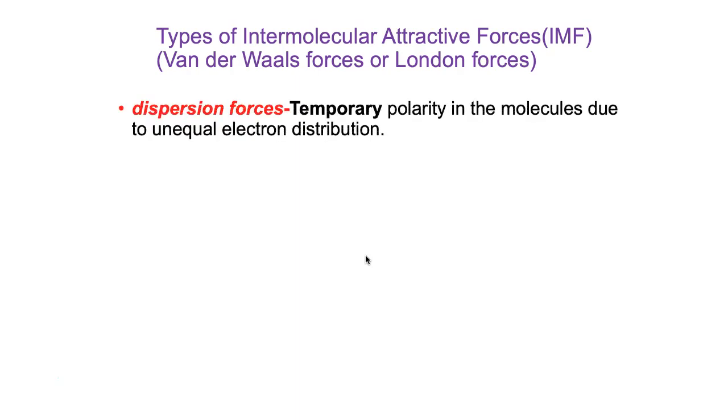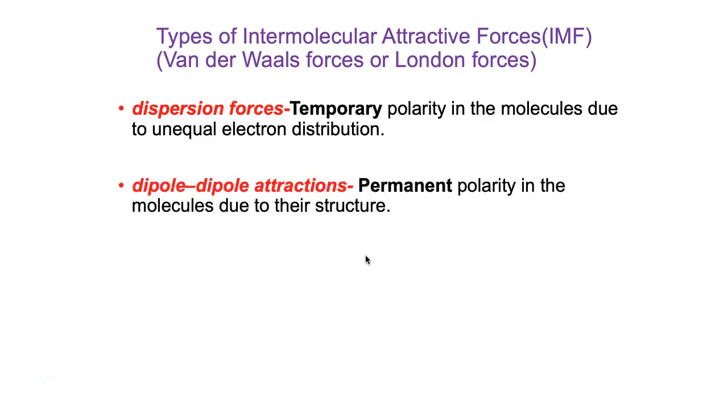Types of intermolecular attractive forces. Now these are all called van der Waals forces or London forces. And we're going to go over 3 or 4 main types. One type is called dispersion forces, and they're a temporary polarity in the molecules due to an unequal electron distribution. And you're going to see that coming up very quickly.